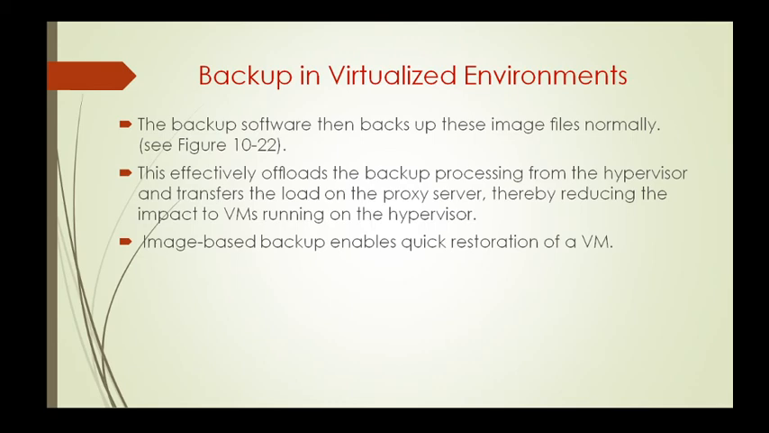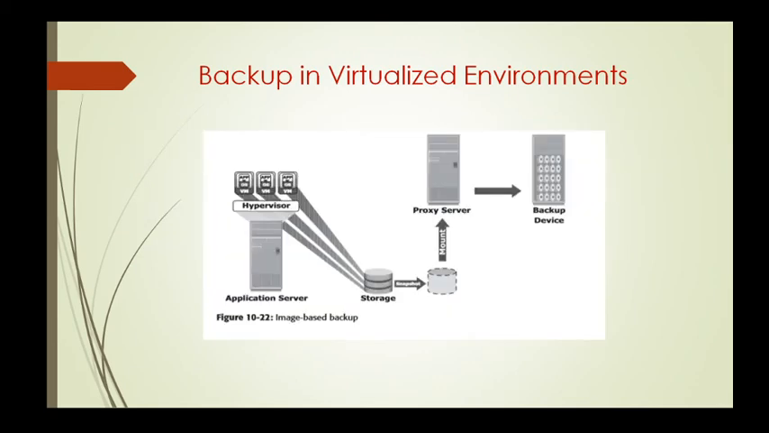Let us understand this through the figure. We have the application server, storage, and then the proxy server and the backup device. The storage will have the backup of all the virtual machines, and then the snapshot of this storage will be mounted on the proxy server, and then the proxy server will store this onto the backup device.